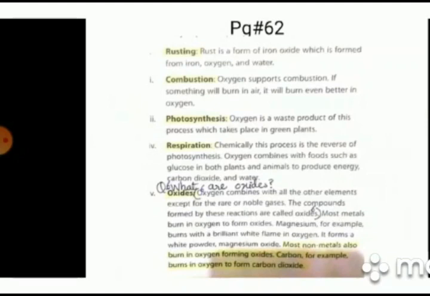Now come to the book pages. Here you can see book page number 62. Highlight the names of all the processes that involve oxygen. Then write down question number 6. What are oxides? And the answer is in the para of oxides.